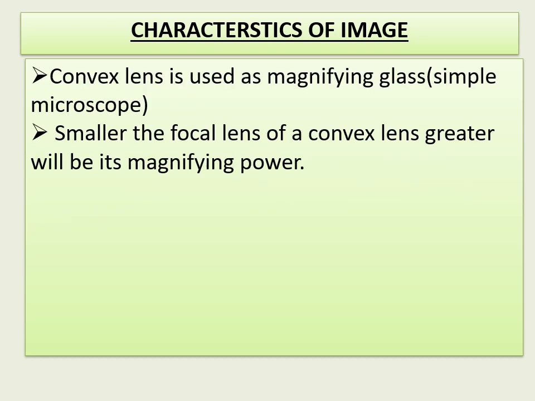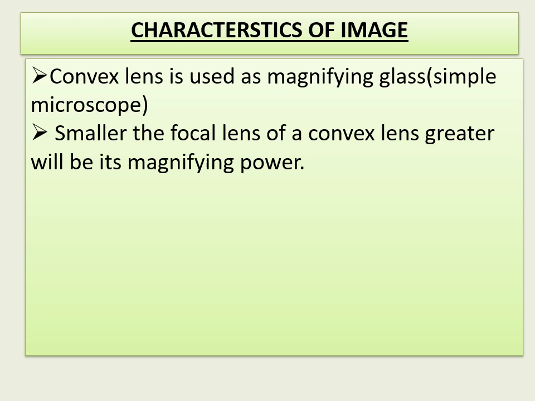So whatever the condition I have discussed, this condition is used as a magnifying glass. We can call it a simple microscope. So if you want to use this convex lens as a magnifying glass, you have to go with a small focal length. Smaller the focal length of a convex lens, greater will be the magnifying power. So you can use a given convex lens of less focal length, then you can magnify the letters that many times.